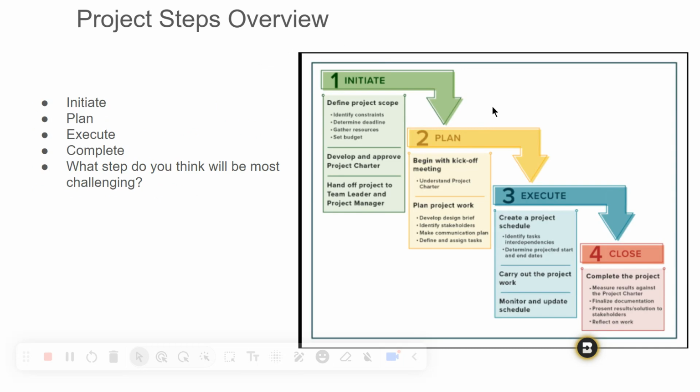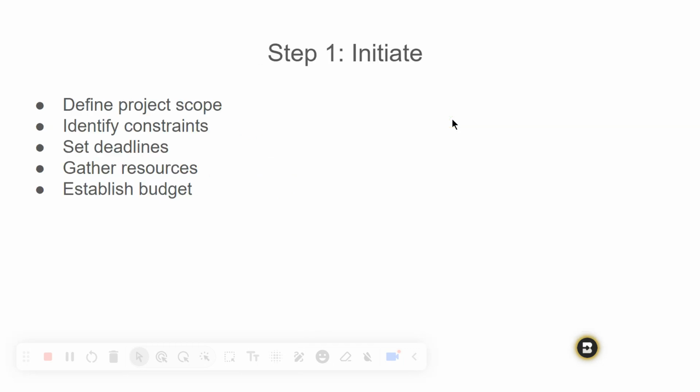Now, these are the steps that we're going to take. We're going to initiate, plan, execute, and complete. So, the only thing we're going to worry about today is the initiation process. Okay, actually, that's going to be the first couple of days. We're going to define the project scope. We're going to identify constraints. We're going to set deadlines. We're going to gather resources and establish a budget.